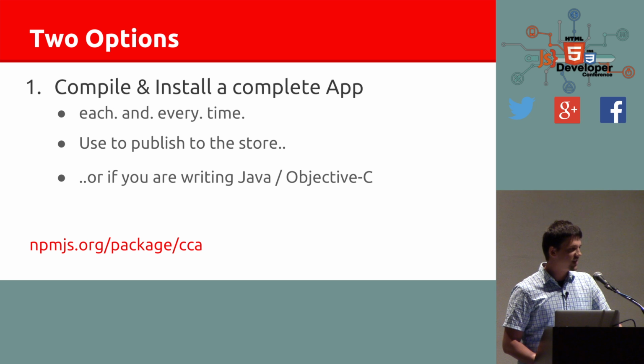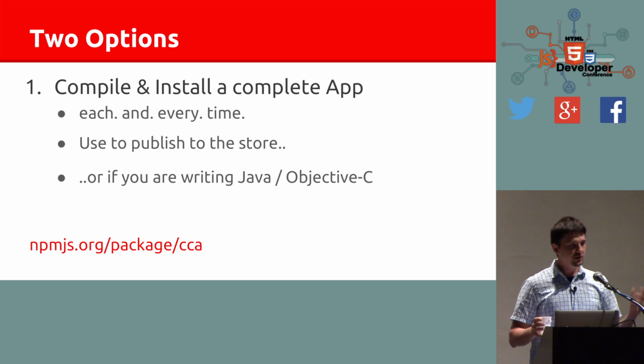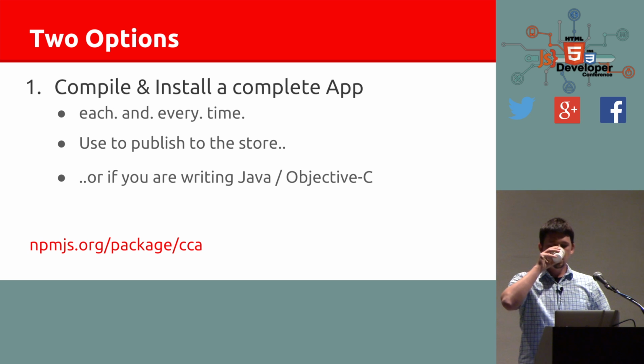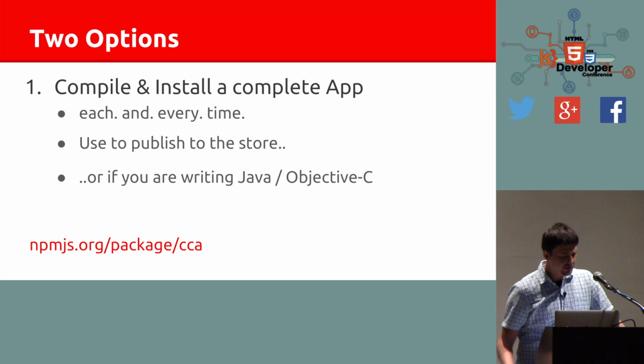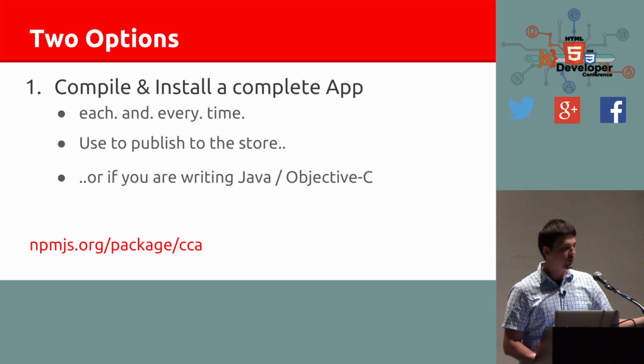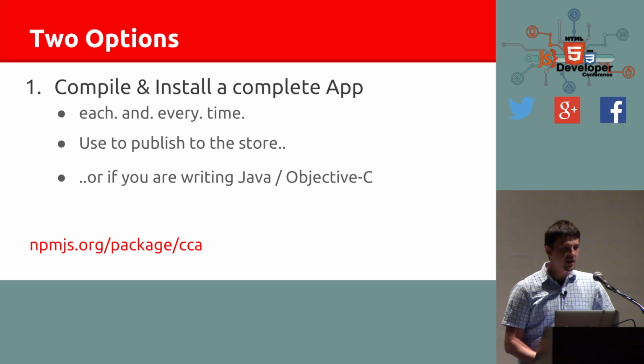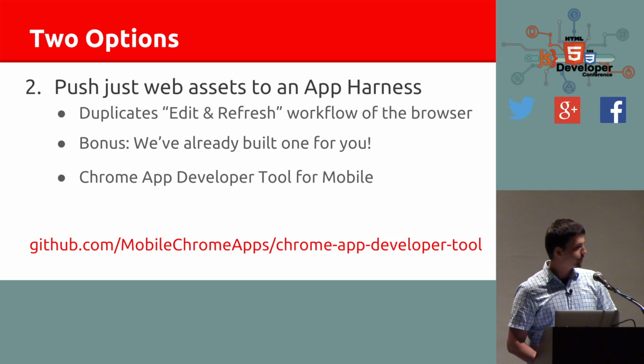It takes a while. It takes many seconds each and every time. But eventually you have the full artifacts you need to upload to the Play Store. So eventually you're going to have to do this. You also want to do this if you're hacking on the actual application template. If you actually want to be writing Java and Objective-C alongside your web code, then this is what you want to be doing. And we have a tool called CCA, that's Cordova Chrome Apps, that's up on NPM. And that's what you want to use. The interface is very similar to Cordova CLI for anybody who's done that, for iOS and Android development.